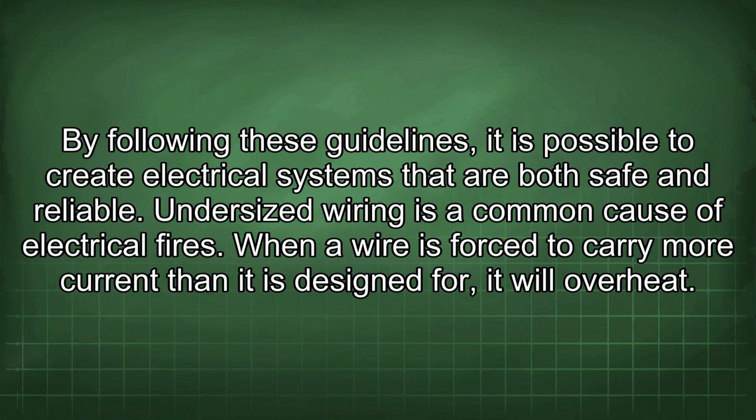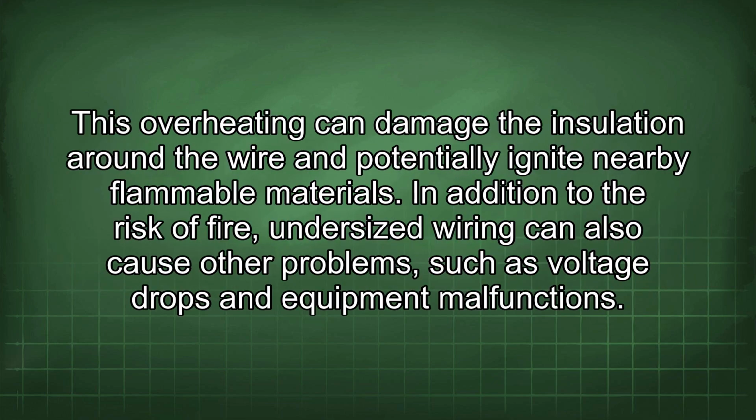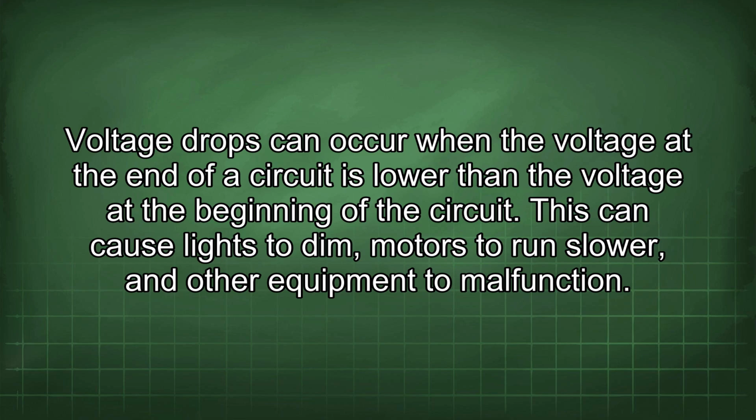Undersized wiring is a common cause of electrical fires. When a wire is forced to carry more current than it is designed for, it will overheat. This overheating can damage the insulation around the wire and potentially ignite nearby flammable materials. In addition to the risk of fire, undersized wiring can also cause other problems such as voltage drops and equipment malfunctions. Voltage drops can occur when the voltage at the end of a circuit is lower than the voltage at the beginning of the circuit. This can cause lights to dim, motors to run slower, and other equipment to malfunction.